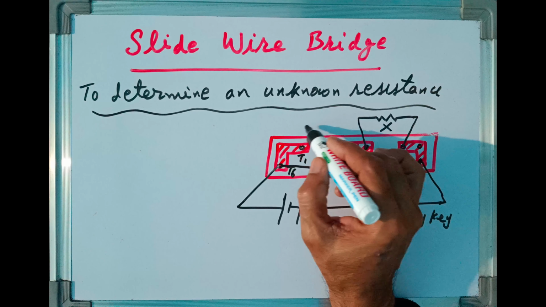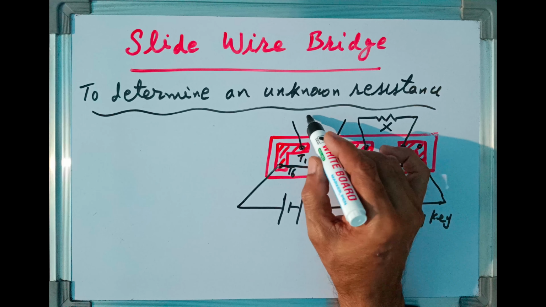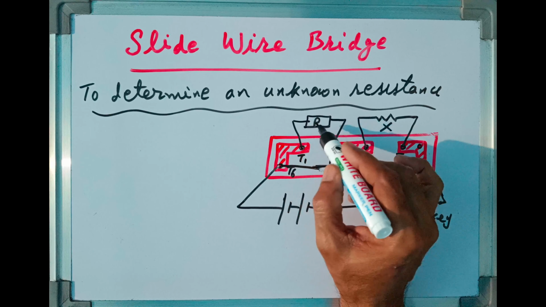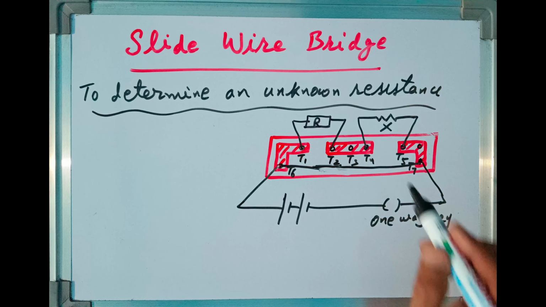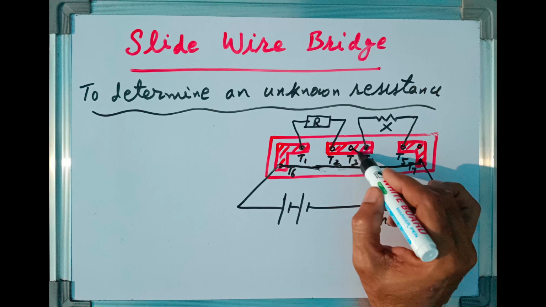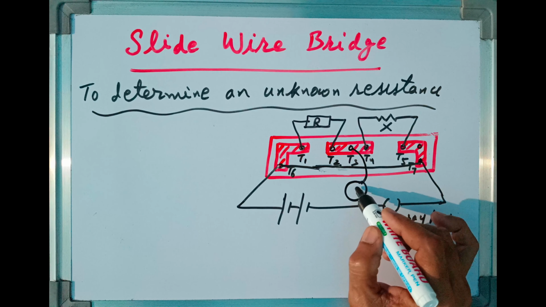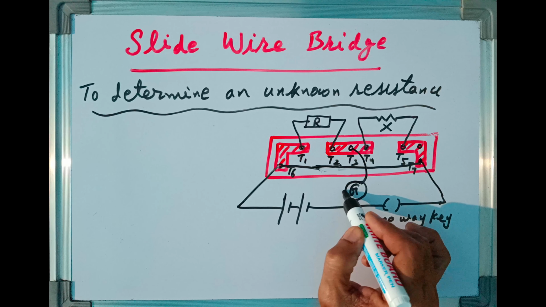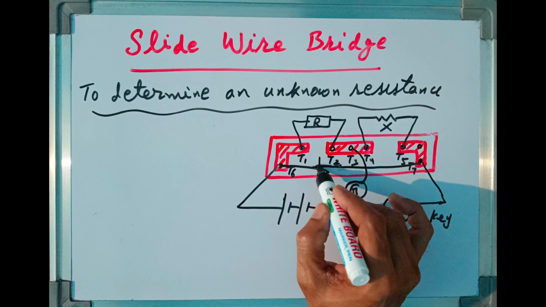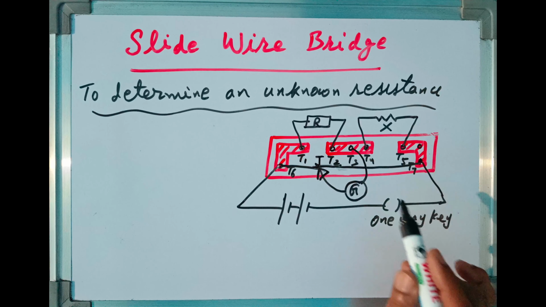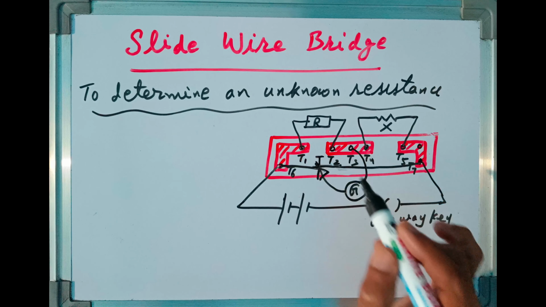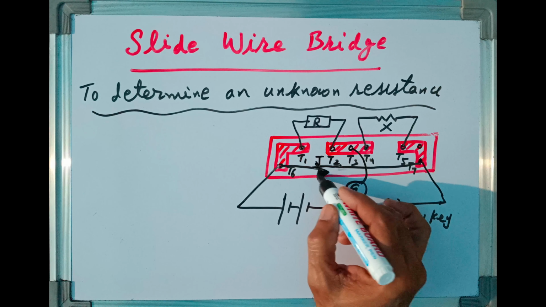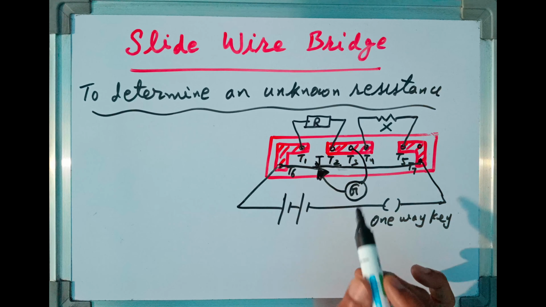For this purpose, we connect a known resistance between terminal T1 and T2. Resistance R whose value is known to us. And this terminal T3 is used for connecting a galvanometer. Very sensitive galvanometer is used. The other terminal of galvanometer is connected to a jockey. Jockey means a temporary connection with slide wire bridge can be made through this jockey. I am denoting this jockey by J. So this is the circuit diagram that is needed for determination of an unknown resistance.